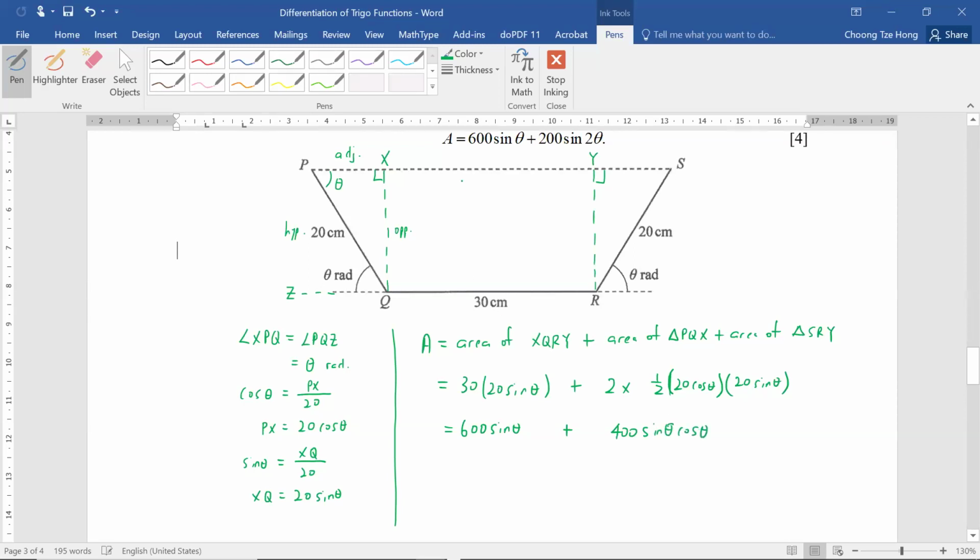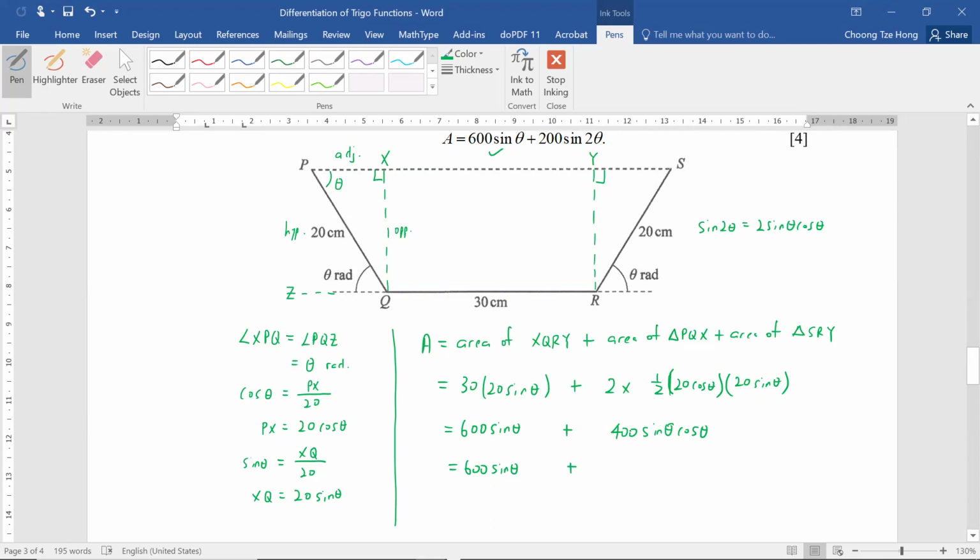Okay, so we're almost there. We have this one. So how do we end up with 200 sine 2 theta? This is when the double angle formula will come to mind, right? Because sine 2 theta is 2 sine theta cosine theta. So that's where we will apply the double angle formula.